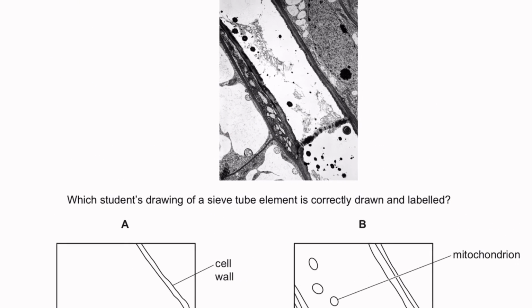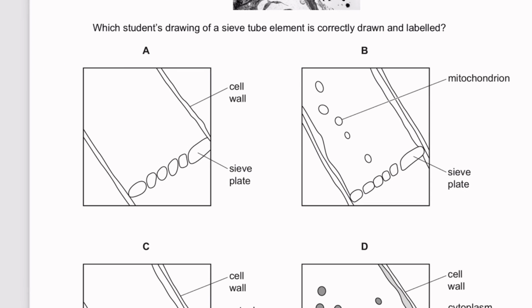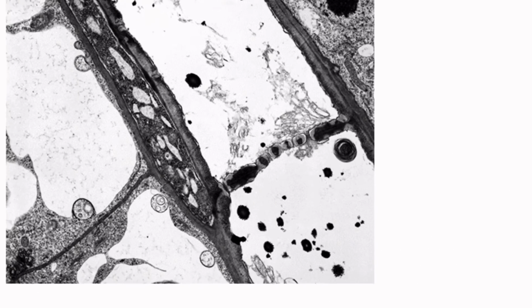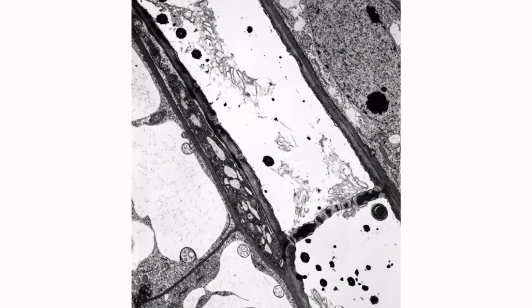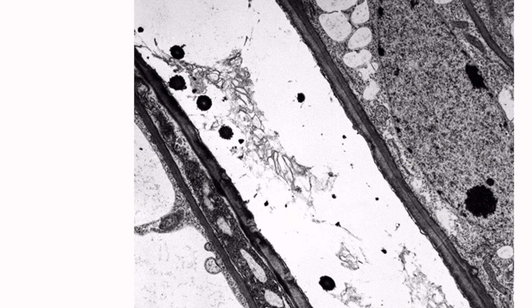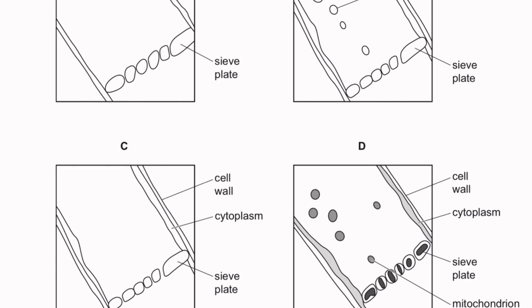Okay then, so we have the cell wall, the sieve plate, and then we have the mitochondrion and the sieve plate. Interesting, because it's such a bad drawing of a mitochondrion. It's not really obvious it's a mitochondrion or anything. It's like these black drops. So I'm not really sure if these are mitochondrion actually or not. And then cell wall, cytoplasm, and sieve plate.